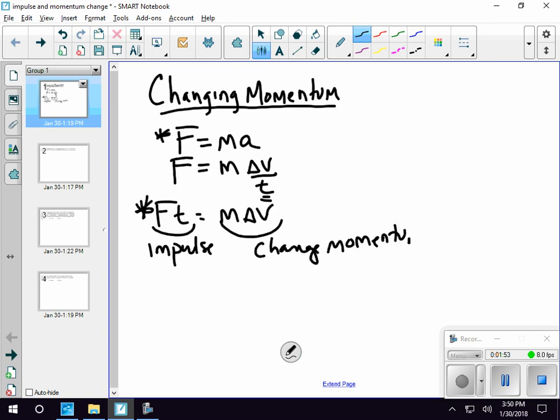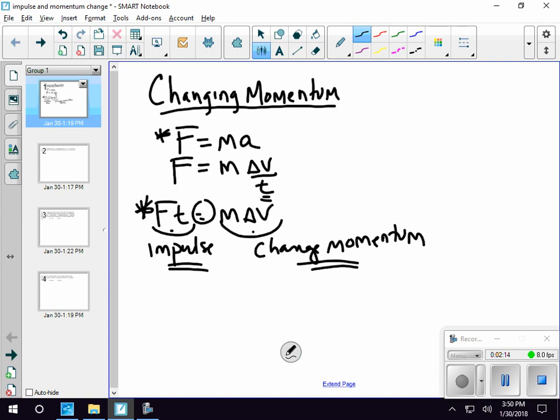Now don't be fooled. This doesn't really mean anything different than this. These mean exactly the same thing, which is why there's an equal sign between them. All right, and MOPS in particular is going to try to fool you all the time. If a question asks you about impulse and you see something about changing momentum, it is the same thing. It is the same answer.